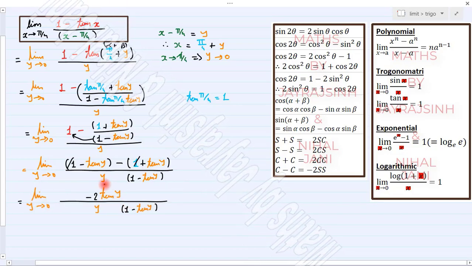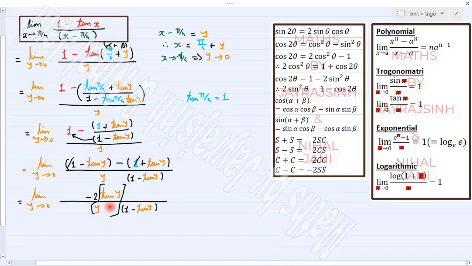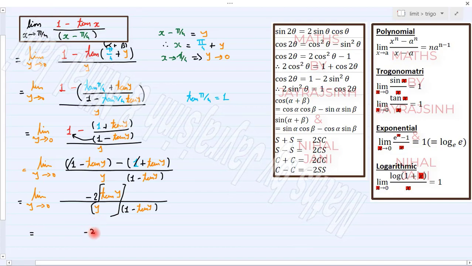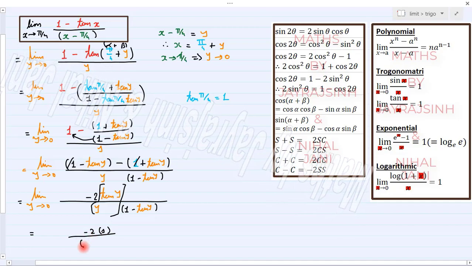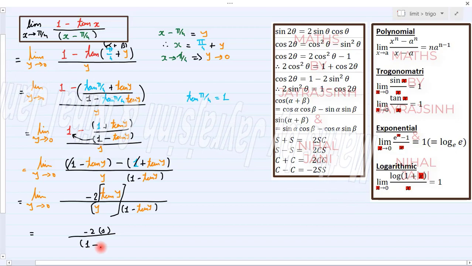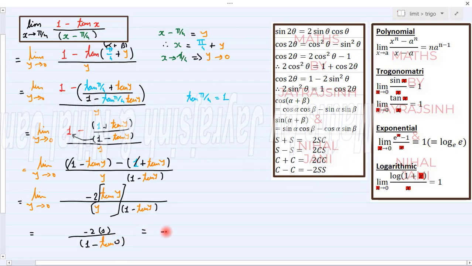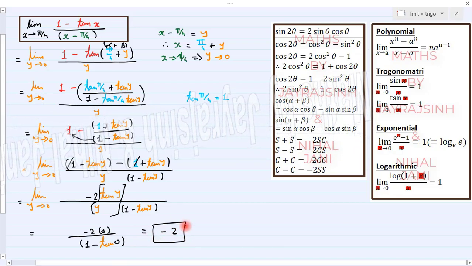Now here it is clear that we have tan y upon y, so we are ready to substitute the limit. We will get minus 2, this tan y by y will become 1, and just replace your y by 0, so we will get 1 minus tan 0, which will give us minus 2 as a final answer. Ta-da!